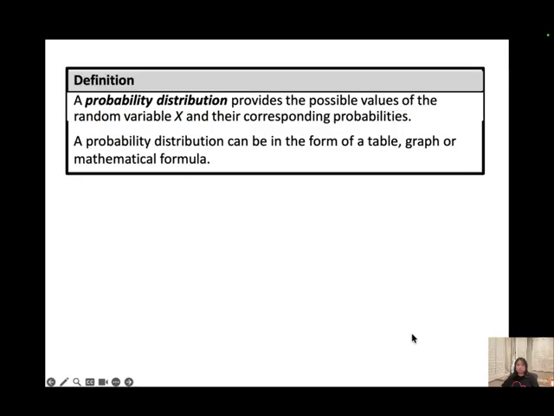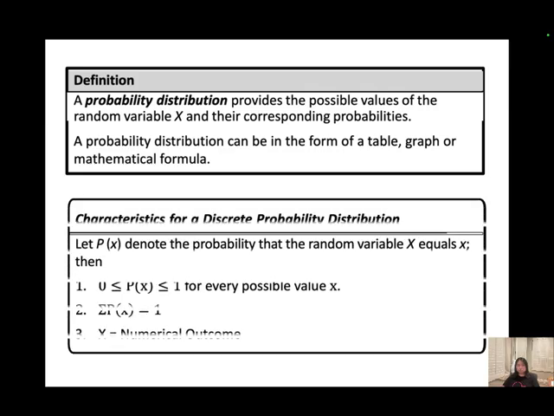Definition. A probability distribution provides the possible values of the random variable X and their corresponding probabilities. A probability distribution can be in the form of a table, graph, or mathematical formula. So we need to know how to form the probability distribution. This is the characteristic of a discrete probability distribution. I need you to remember these 3 requirements.